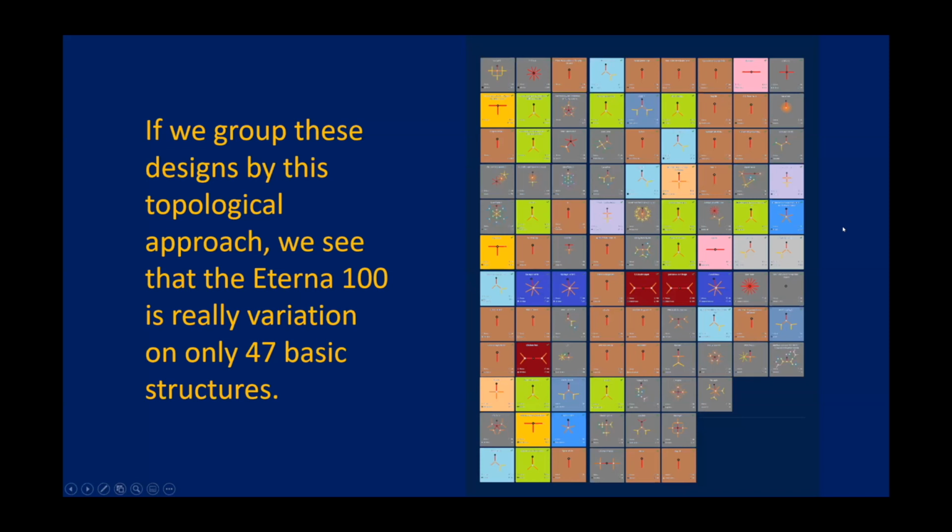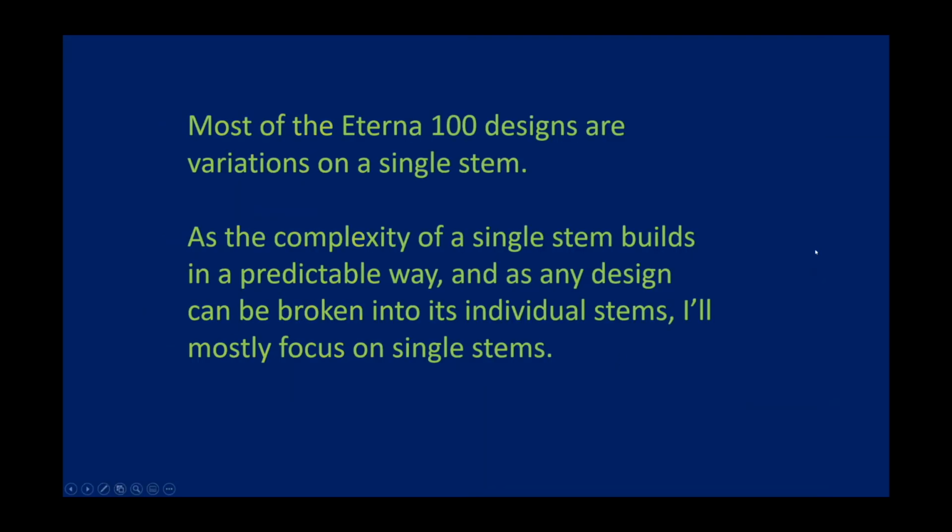And if you group them together, it turns out that the Eterna 100 is really just a variation on 47 different themes. The most common one of which being a single stem, stretched and twisted in one way or another through the addition of bulges or internal loops, into a large variety of seemingly different forms. But at the end of the day, they're all still a single stem.